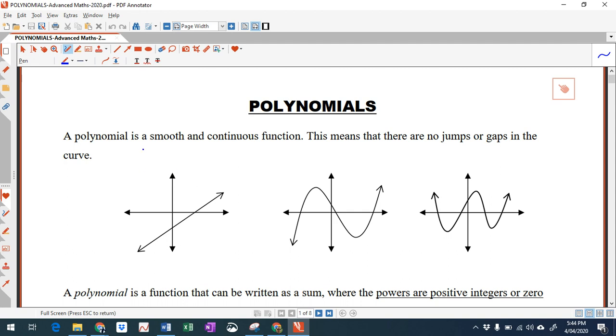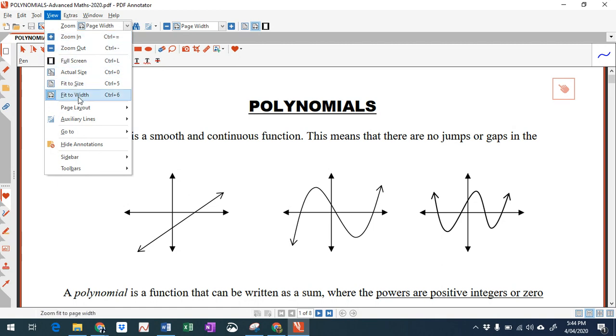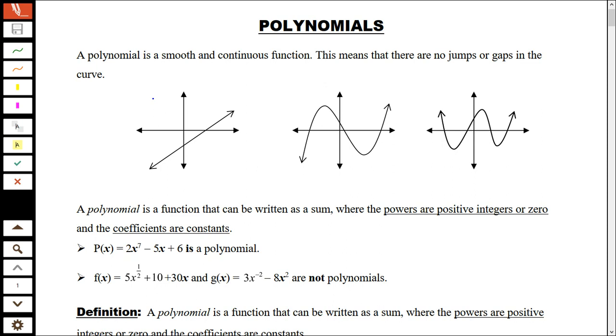Hi, year 11. We're going to look at polynomials as our next lesson. Okay, so what is a polynomial?